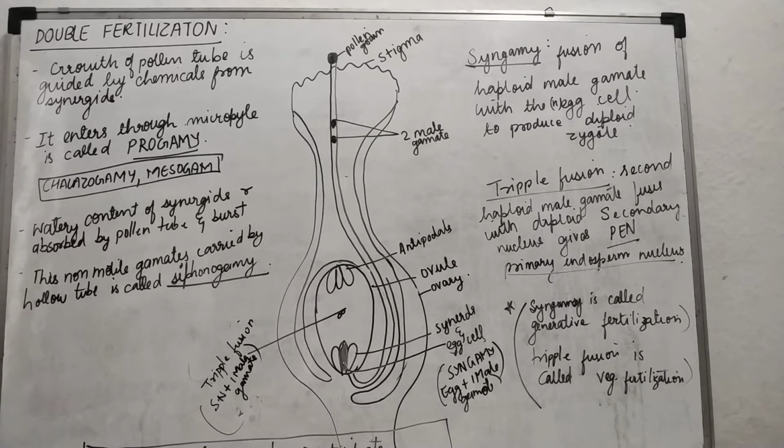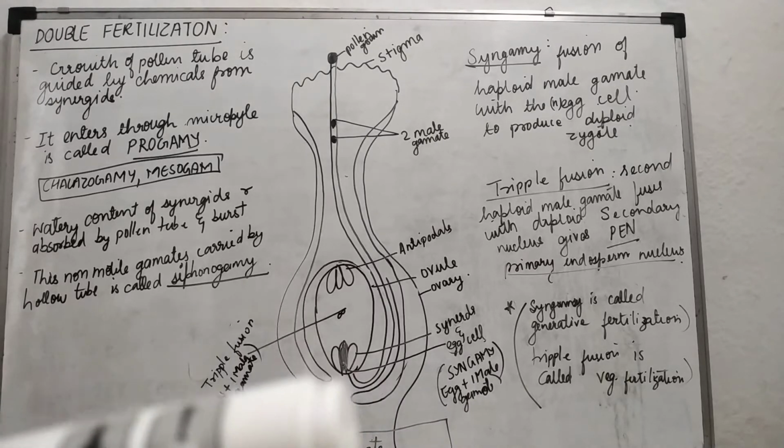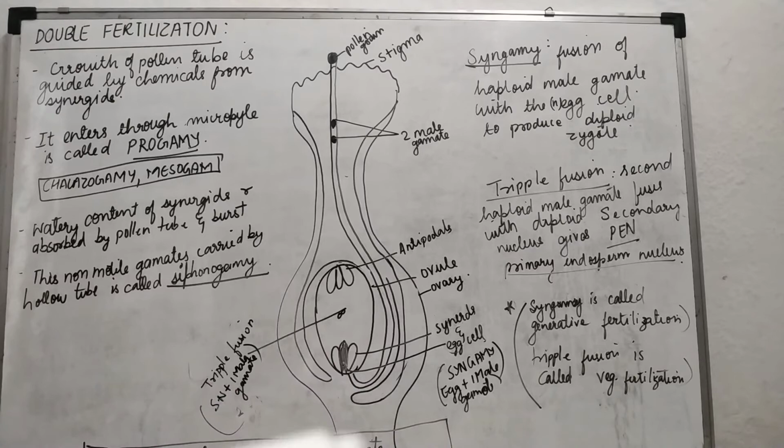The fusion of a haploid male gamete. There were two male gametes, and I am talking about only one gamete. One male gamete will go with the egg cell that is present close to the synergids. This is called syngamy. Clear? Now one process is complete, syngamy. Now the next, triple fusion.